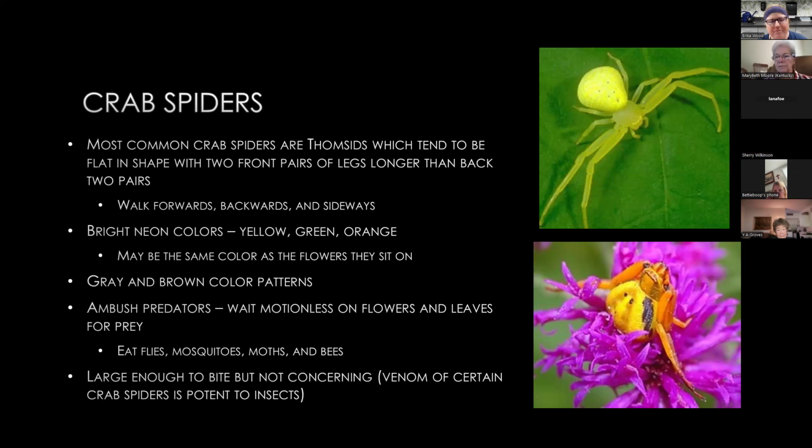Now, these are what we call ambush predators. So they're lying in wait, right? They're not on a web, they're lying in wait for their prey to come along. So they're going to eat anything that's pretty well outside near the flowers. They're going to eat flies, they're going to eat mosquitoes, they're going to eat moths, and yes, they will eat bees. And before anyone freaks out about that, because I know it's like, we need to save the bees and we need to support the bees.